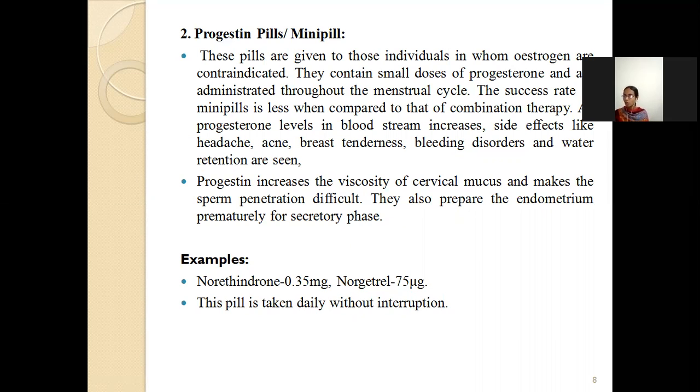So in the mini pill, only a small dose of progesterone is present, and estrogen is not present here. Only progesterone is present, in a small dose. So this drug should be administered throughout the menstrual cycle. Means however many days the menstrual cycle lasts, that many days we have to take this drug.